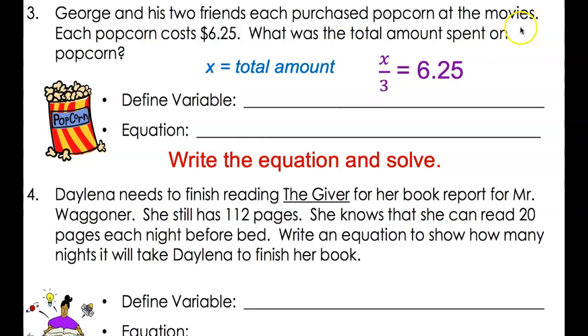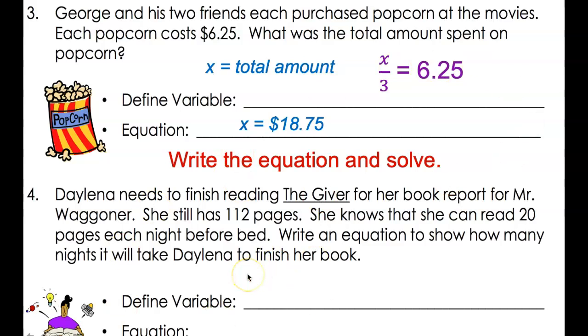Okay, so because this is division, all you have to do is solve this by multiplication. So I'm multiplying 3 to $6.25. So the product or the total amount is $18.75. I hope everyone is correct. Okay.